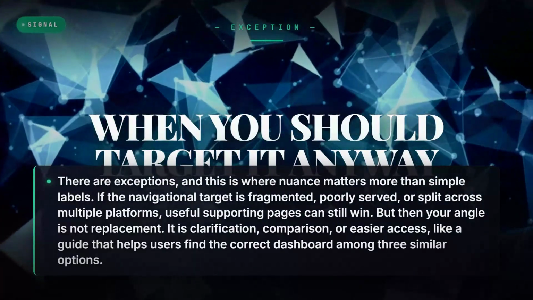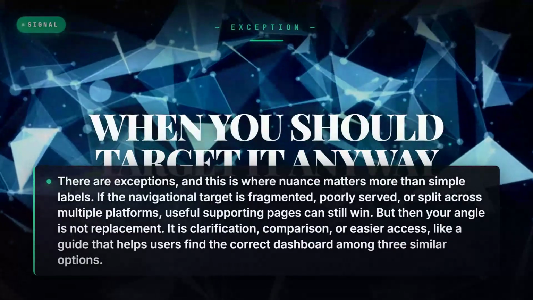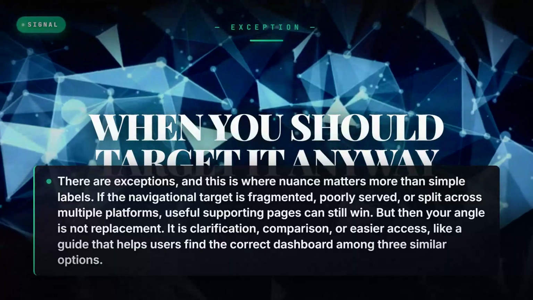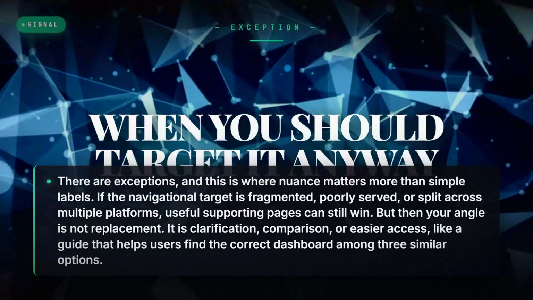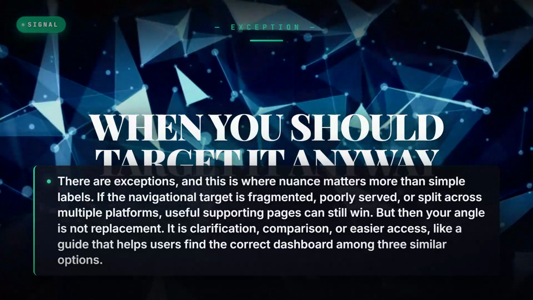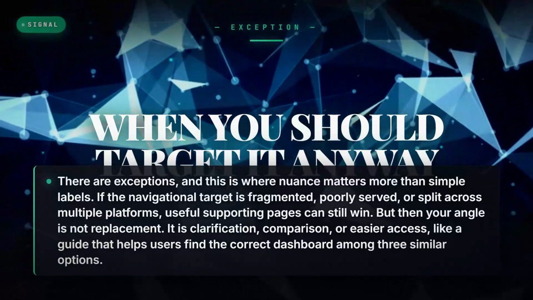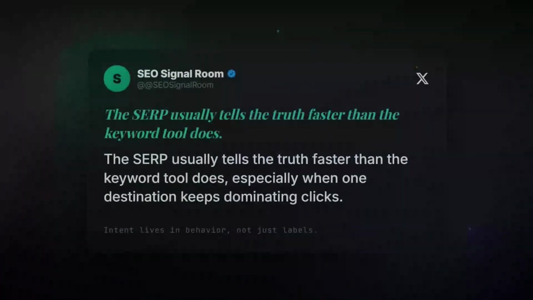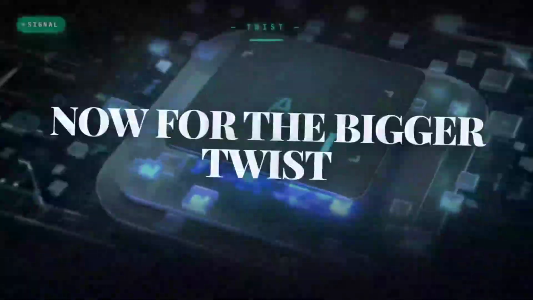If the navigational target is fragmented, poorly served, or split across multiple platforms, useful supporting pages can still win. But then your angle is not replacement. It is clarification, comparison, or easier access, like a guide that helps users find the correct dashboard among three similar options. The SERP usually tells the truth faster than the keyword tool does, especially when one destination keeps dominating clicks.